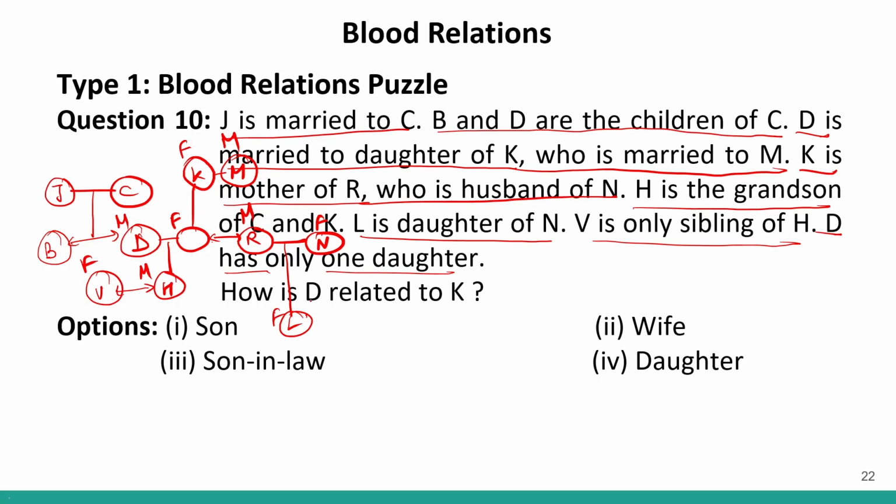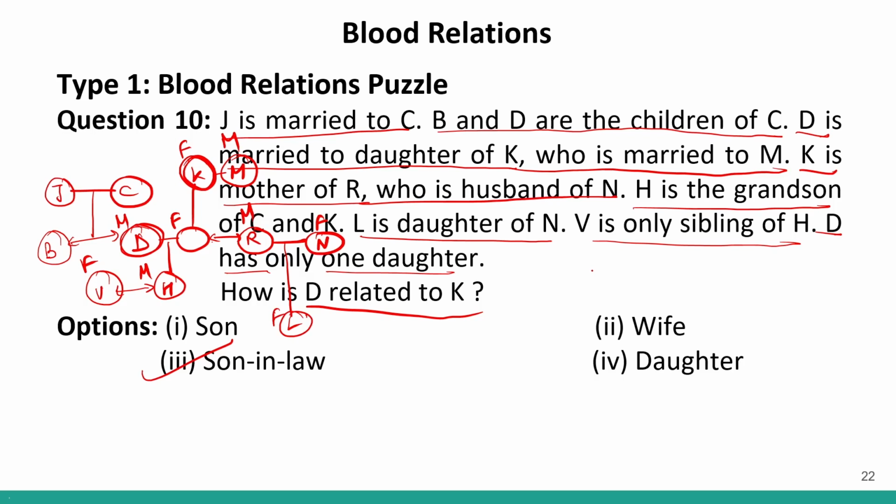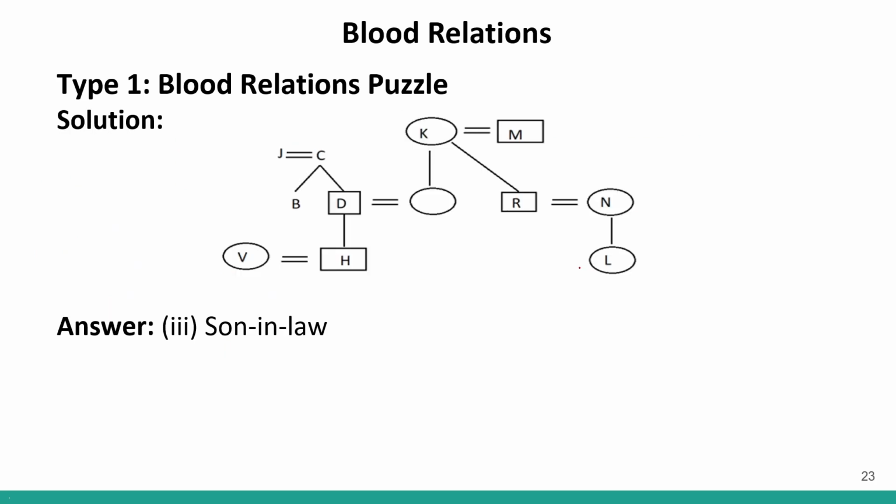We have to find out how is D related to K. How is D related to K? So, D is over here, K is over here. D is simply the son-in-law of K. So, answer will be option number 3, son-in-law. D would be the son-in-law of K. This is the diagram. This position was empty. Rest everything was filled. Okay. D is the son-in-law of K. So, this concludes today's lecture.